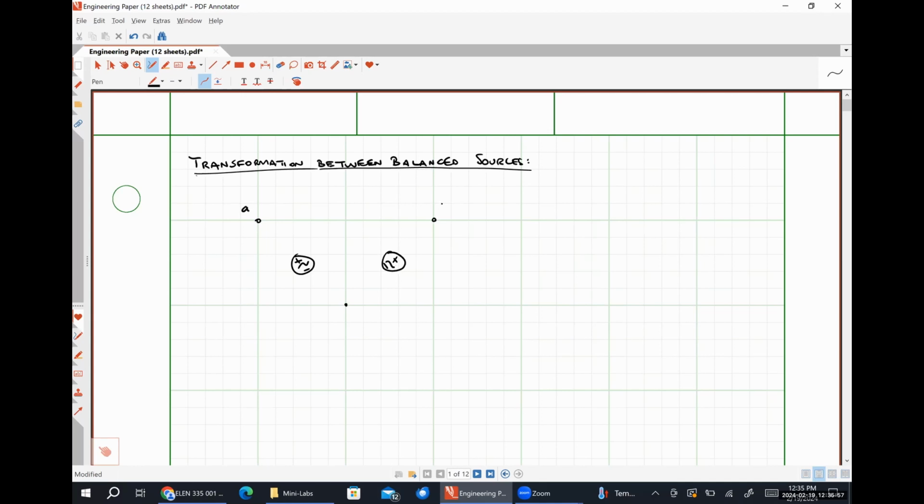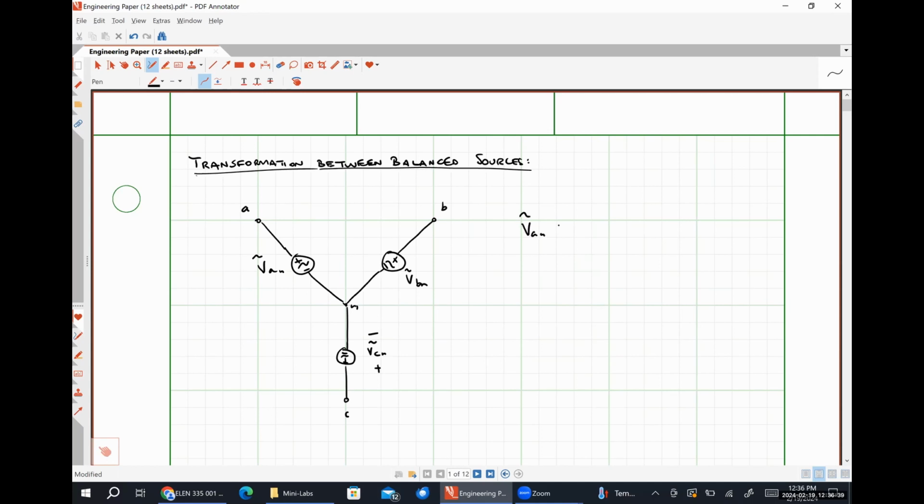So here's our A phase terminal, our B phase terminal. Down here, let's do our C phase terminal. Neutral in the middle. Like so. And let's say that this will be voltage VAN, VBN, and VCN, like so.